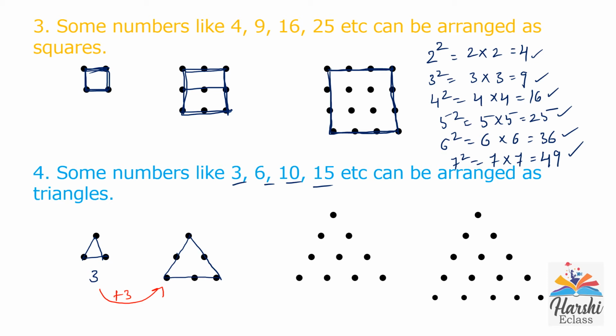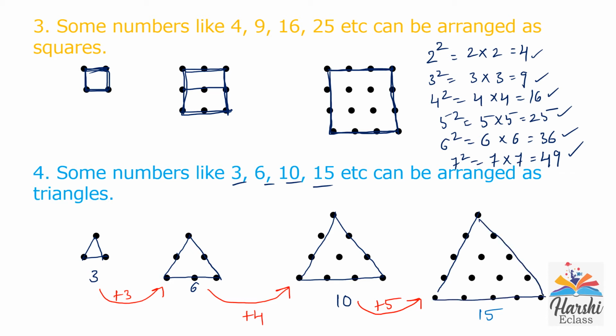It is number 6. Next, previously added 3 number. Now I am going to add number 4. Add 4 to 6. Then it will be 10. Number 10 can also be arranged in the form of triangle. Now add 5. Add 5 to 10. It will be 15. Number 15 can also be arranged as a triangle.